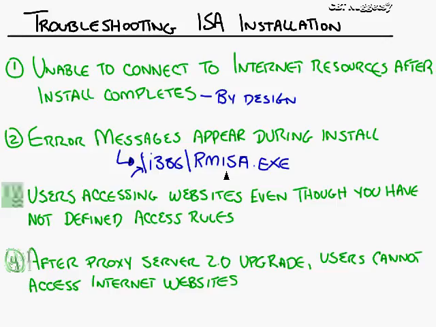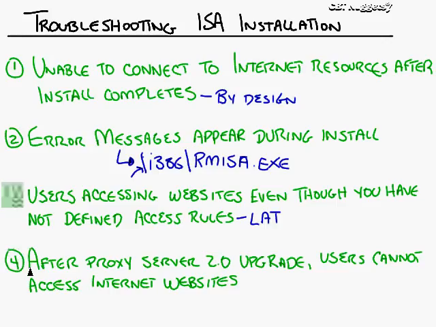Number three, users are accessing websites even though you have not defined access rules allowing them to access websites. In that case, the first place I would look is the LAT, the local address table. If that's configured incorrectly, it may be thinking that those users are on the outside network, and it may be allowing them access even though they're not supposed to, because it doesn't believe they are internal users.